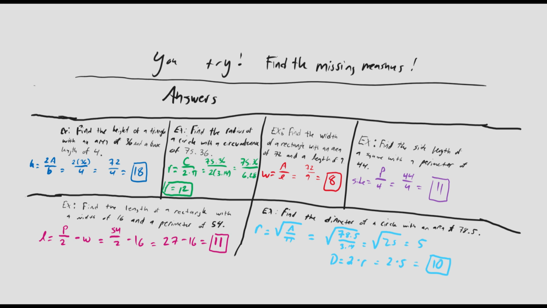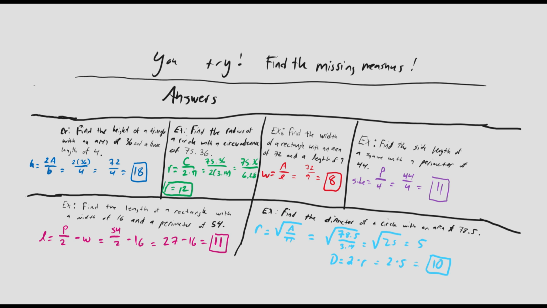Find the diameter of a circle with an area of 78.5. You have to first find the radius. Radius is going to be the area divided by pi, then take the square root of the answer. So it's 78.5 divided by 3.14, which makes 25. The square root of 25 is 5. Then to get the diameter from the radius, you times it by 2. 2 times 5 would make 10, and that wraps up our You Try problems.